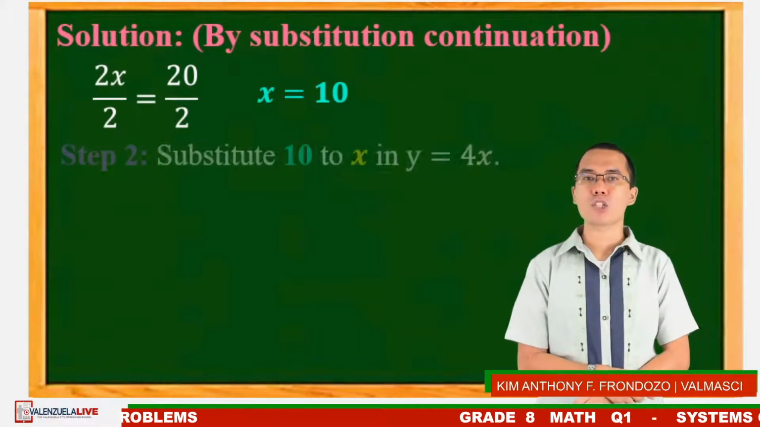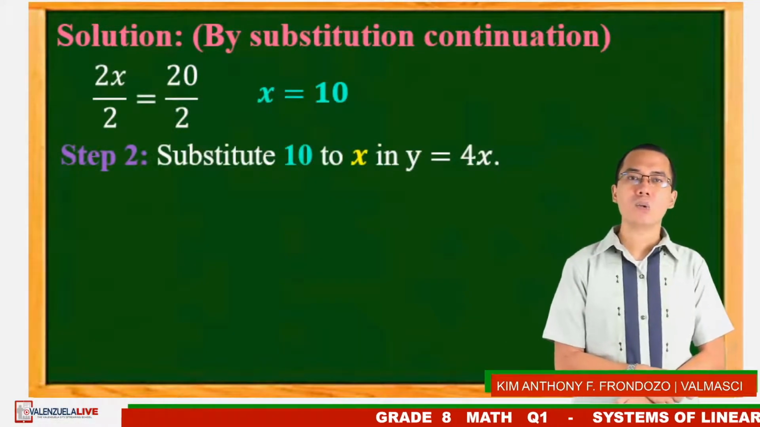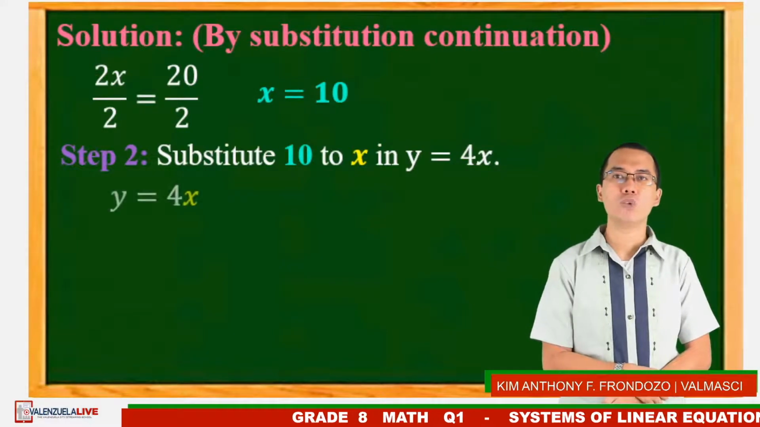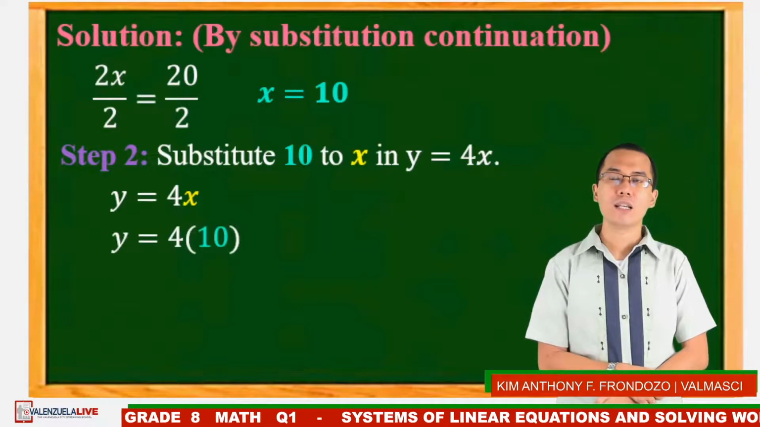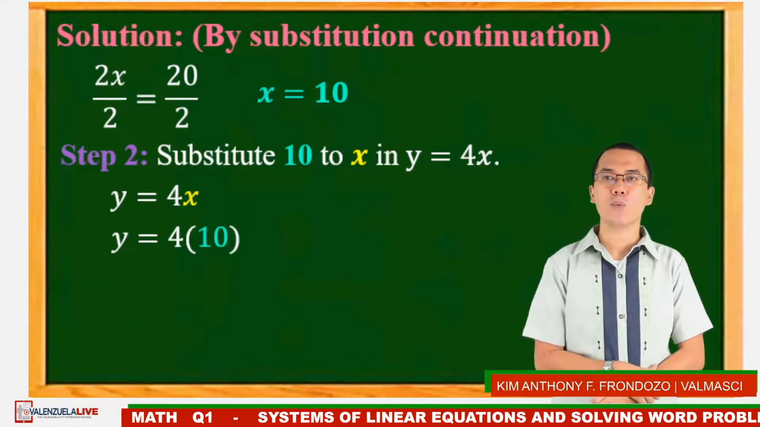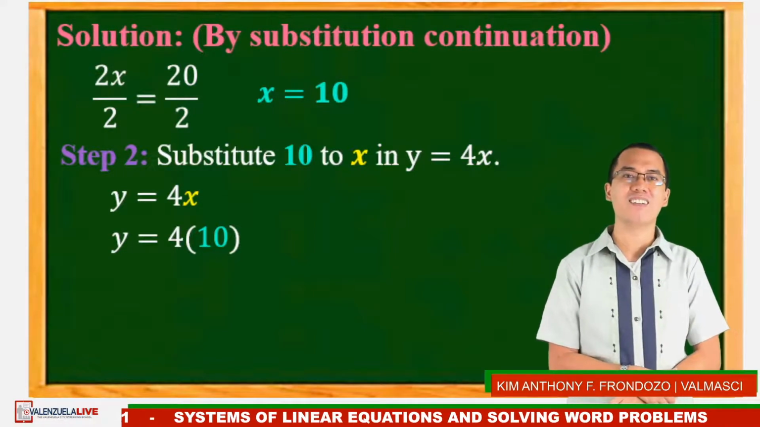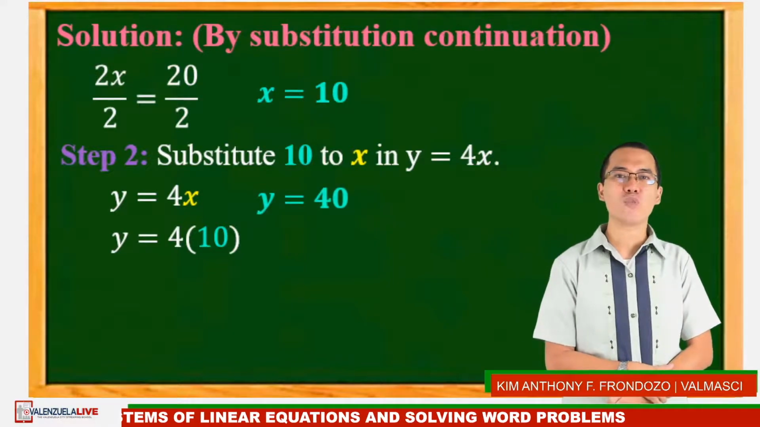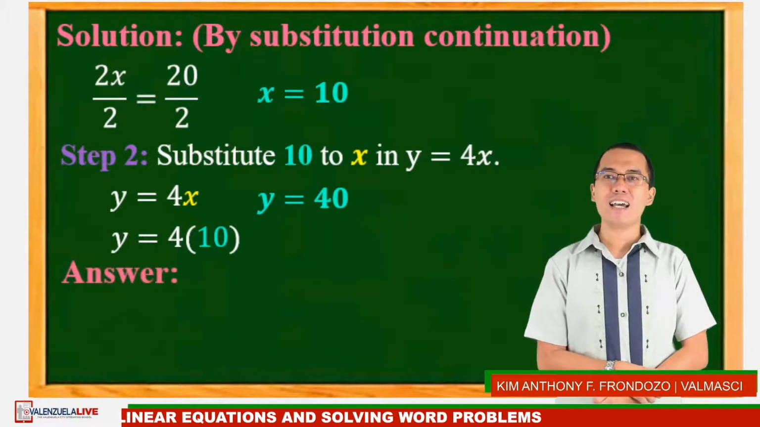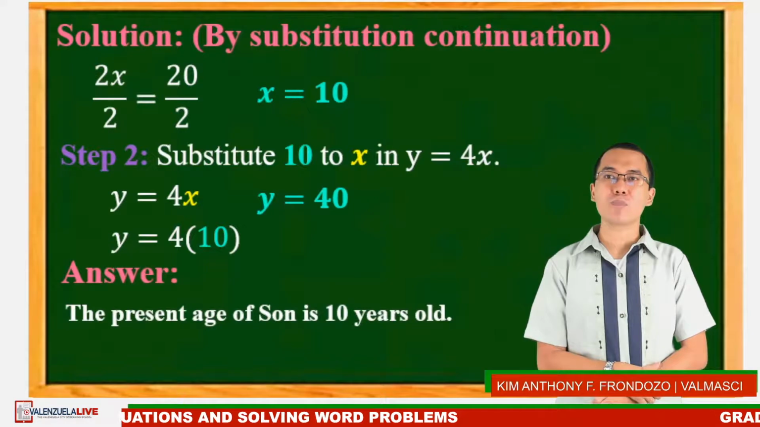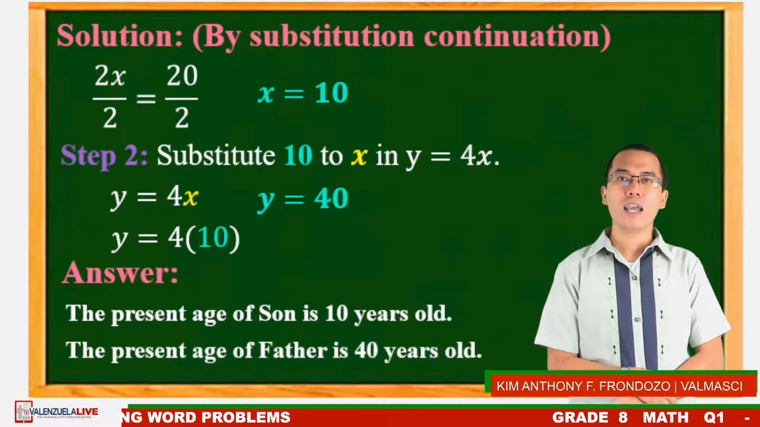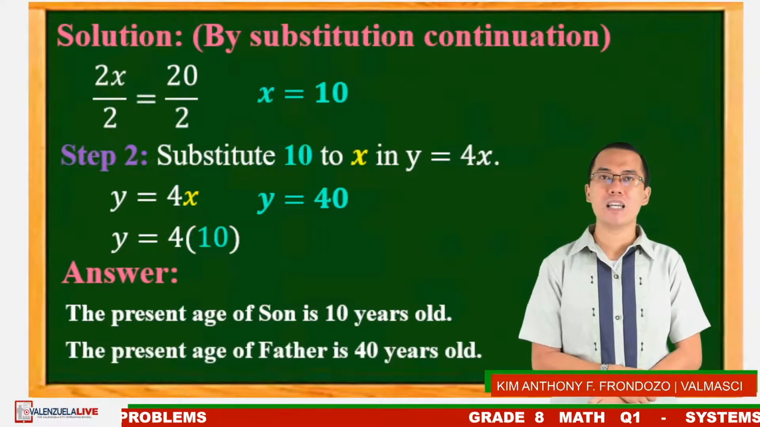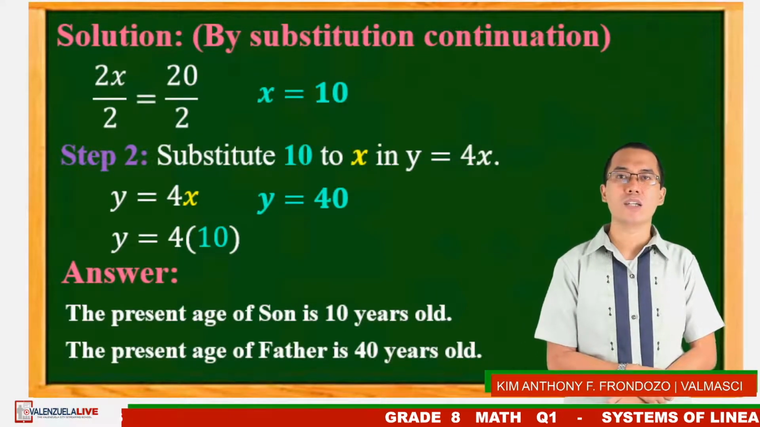Step 2, substitute 10 for x in y is equal to 4x. So it will give us y is equal to 4x. So by substitution, y is equal to 4 multiplied by 10. So y is equal to 40. So the final answer is that the son's present age is 10 years old, and the father's present age is 40 years old.